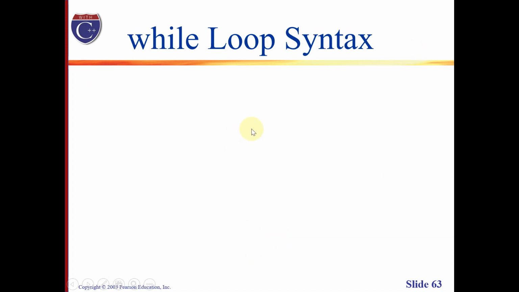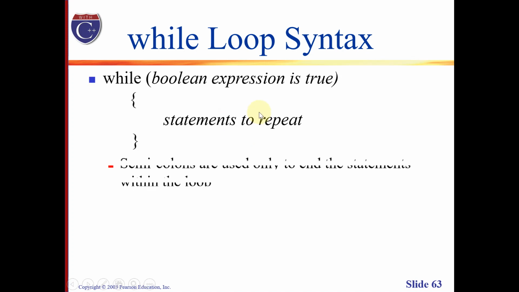So what is the syntax for a while loop? Basically, this is how we should write our while loop. First, we must use the while keyword, followed by the Boolean expression, which, if true, will execute the statements under this section, which is basically your compound statement. Semicolons are used only to end the statements within the loop, which also depends on the number of statements that we have inside our loop body.